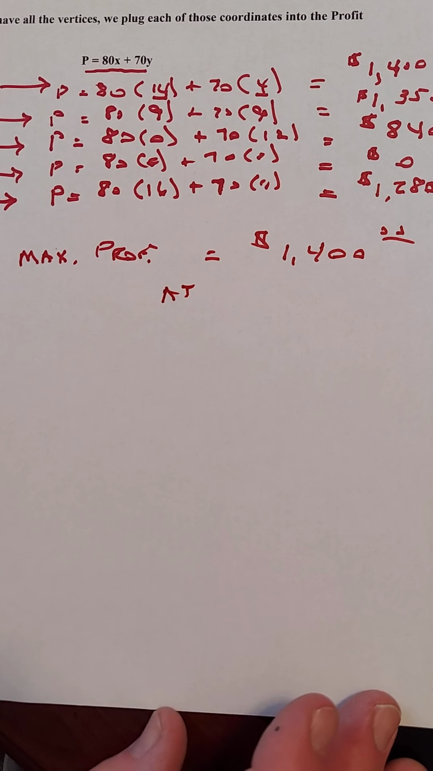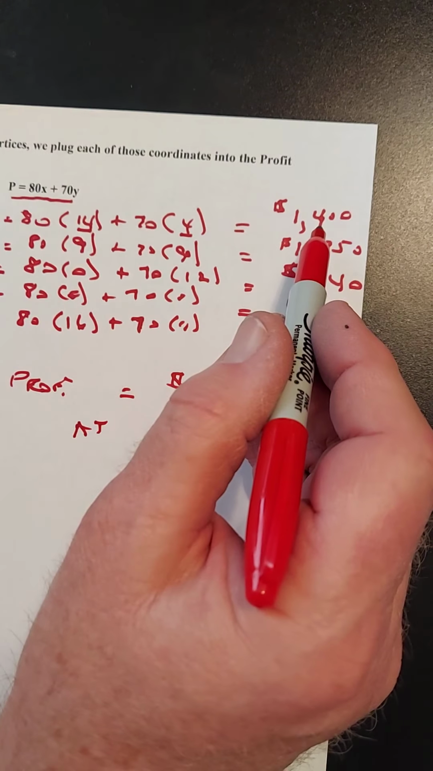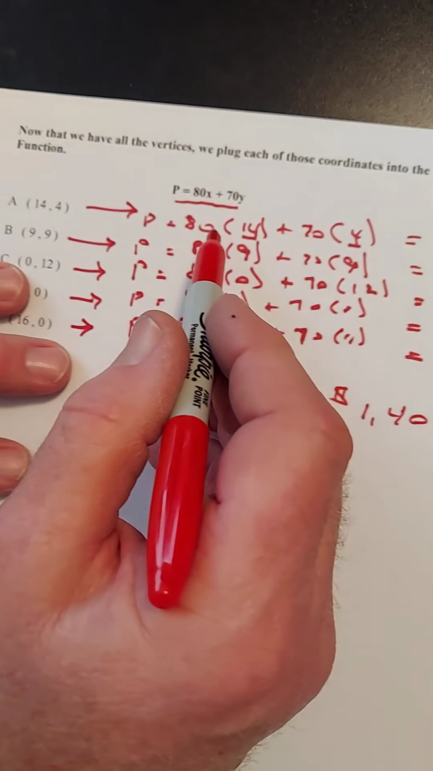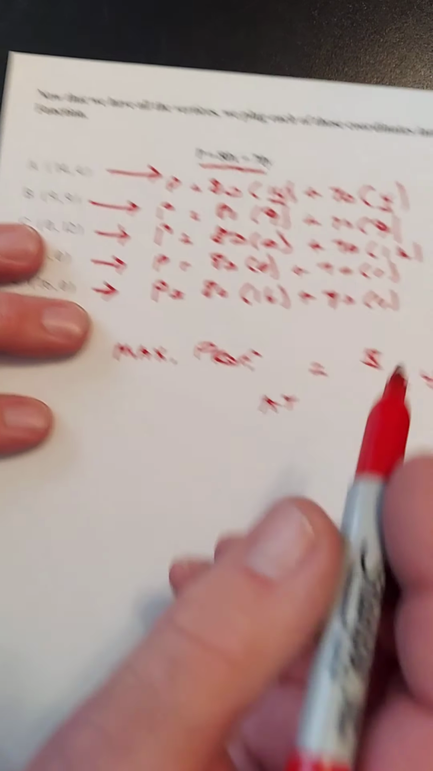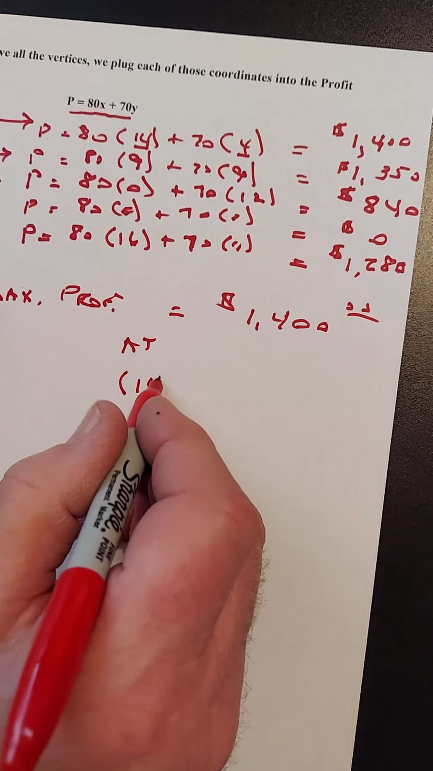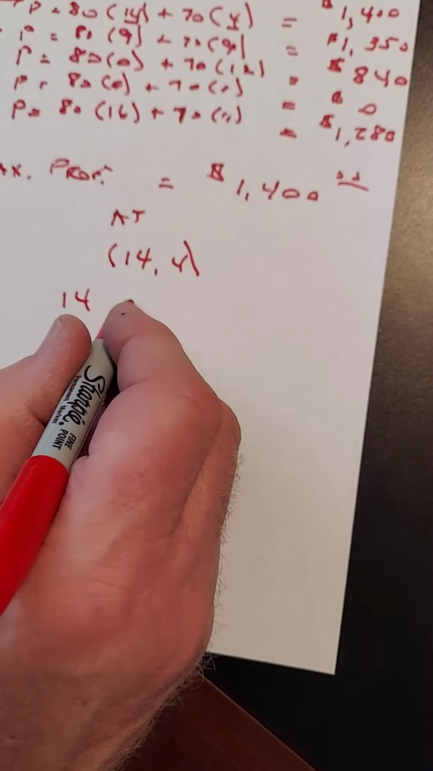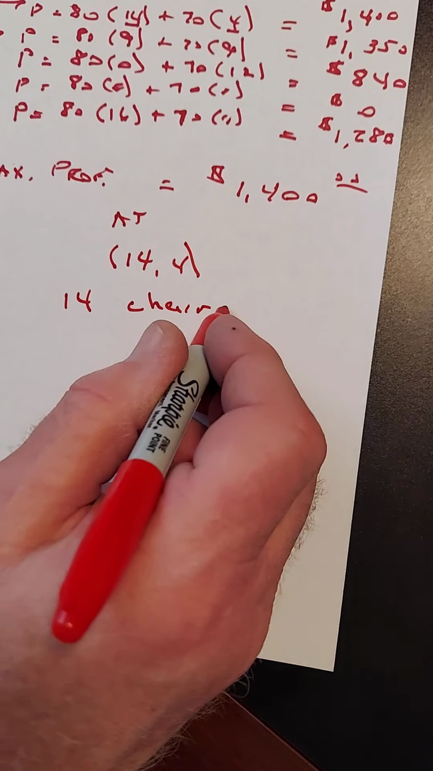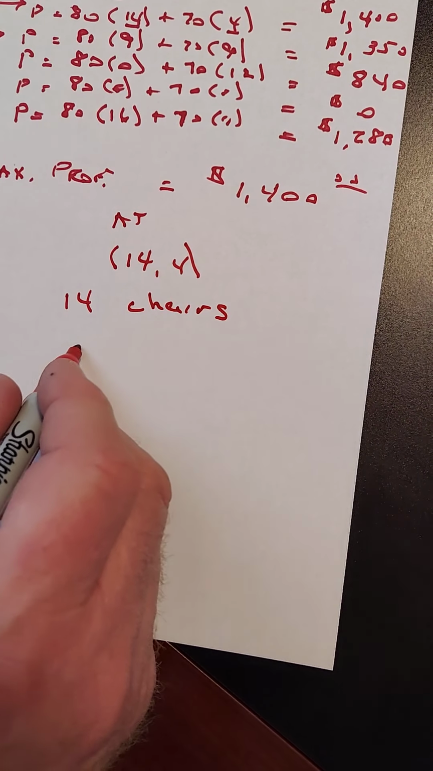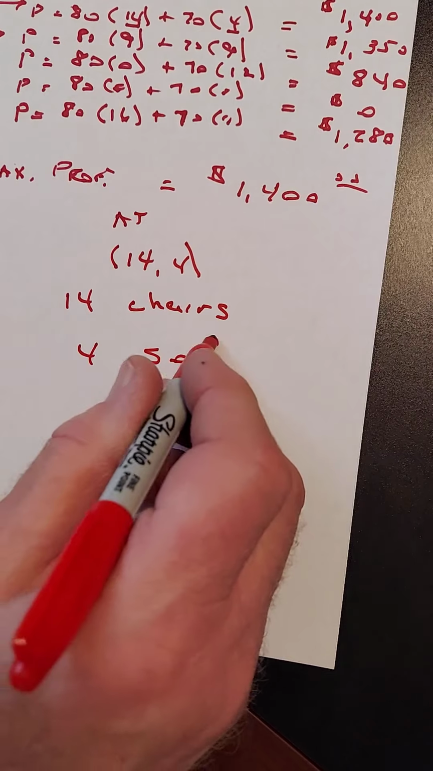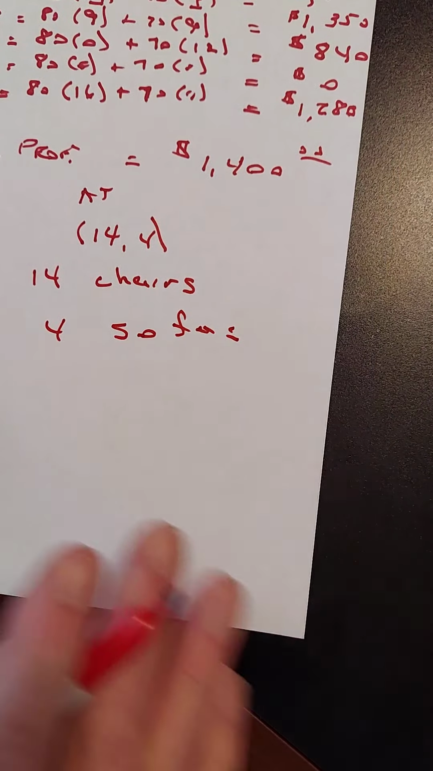When does that happen? Well, 1,400 is up here. That happened when we were at this point here. That's 14, 4. Which means you're going to make 14 chairs and 4 sofas.